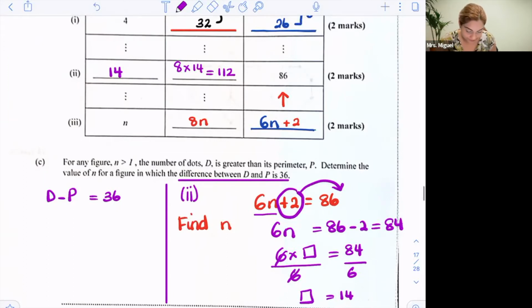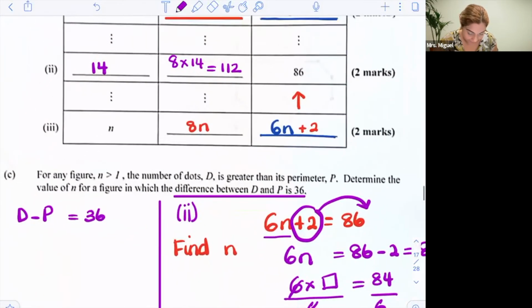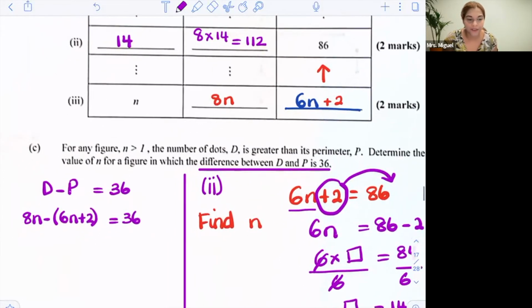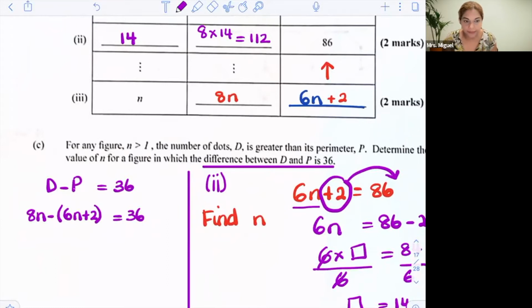So the formula for D is 8n minus the formula for P, 6n plus 2, is equal to 36. You have to solve for n. So I am going to reach you at a certain point and you are going to do it. Now, you see this negative sign? It must count. It means we are multiplying each term by -1. So 8n multiplied by -1 here will give -6n, and -1 by +2 will give -2, is equal to 36.